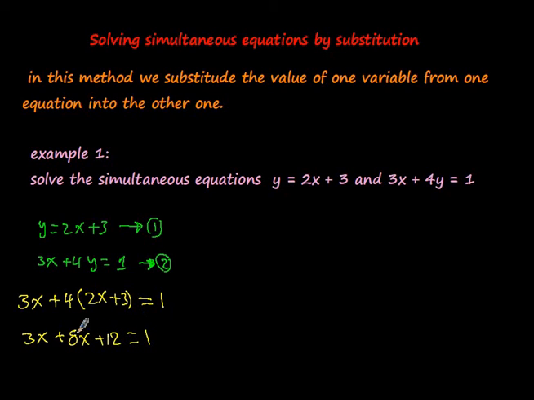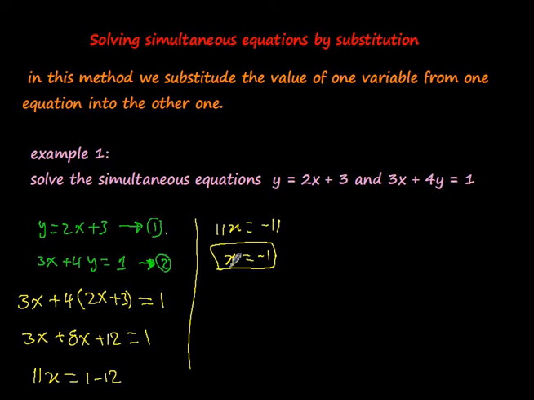That equals 1. And now by simplifying and collecting like terms, we have 3x plus 8x to be 11x. And now you move 12 to the other side with the opposite sign. So it will be 1 minus 12. So we have 11x equals negative 11. From this, by dividing by 11, x equals negative 1. And now let's go and find out the value of y. In the first equation, I know that y equals 2x plus 3. So y equals 2 multiplied by negative 1 plus 3.